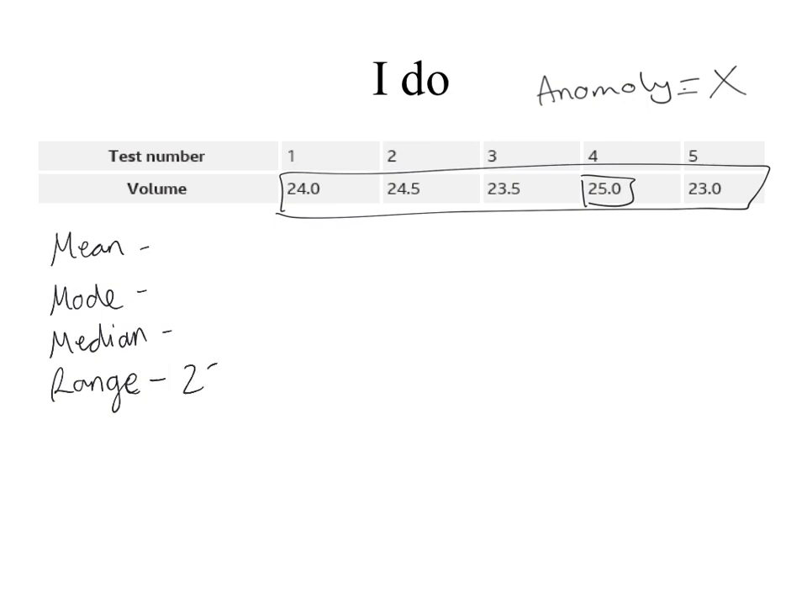So your largest number is 25.0 and your smallest number is 23.0. In some exam situations, they will accept that. I would prefer for you to write it as though it was 2. Okay, your range is 2.